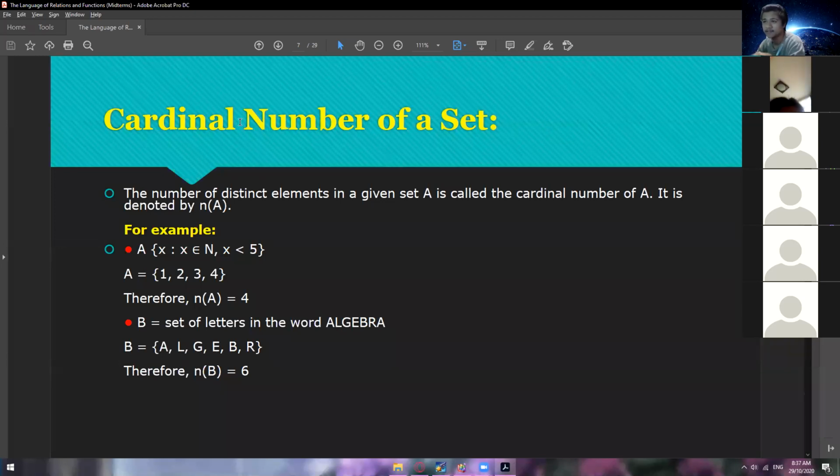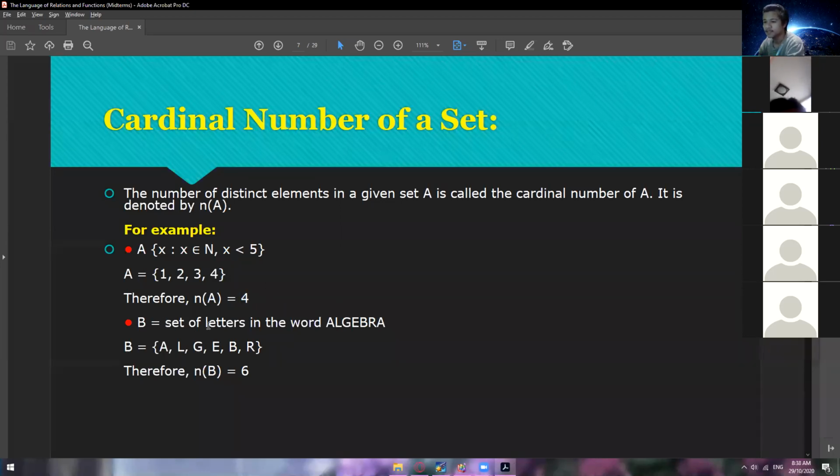So when you see cardinal, as I have mentioned a while ago, it is the count of elements, or the count of distinct elements inside of that set. Okay, so here's the definition. The number of distinct elements in a given set A is called the cardinal number of A. It is denoted by n and then parentheses and then the name of the set, which is A. So for example, we have here set A wherein it contains elements of natural numbers, okay? And then x is less than 5. So in here we could say that the elements of this set A are 1, 2, 3, 4. And as you can see, we can count it as it is. So this is the first element, second, third, and fourth. Okay, so if you're going to count the number of elements or cardinality, so 1, 2, 3, 4. So the cardinal number of set A is 4.